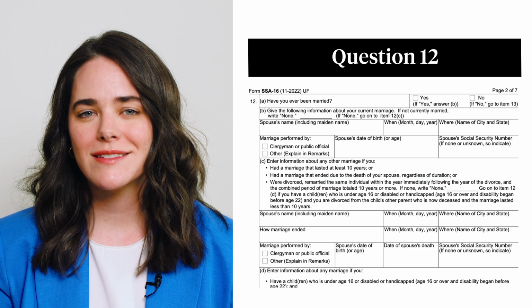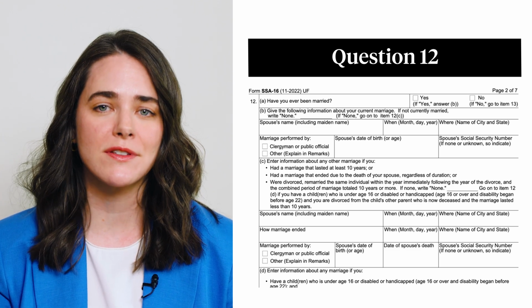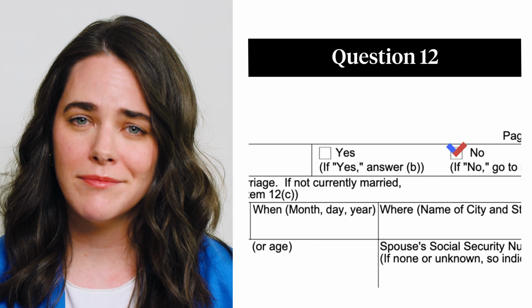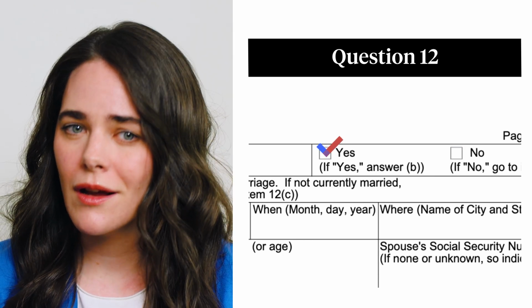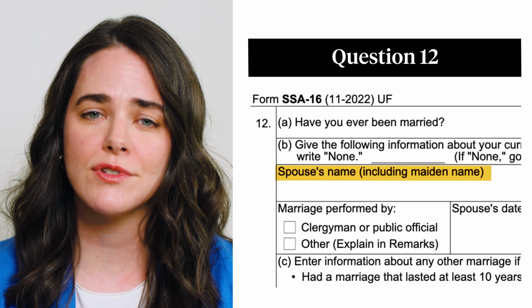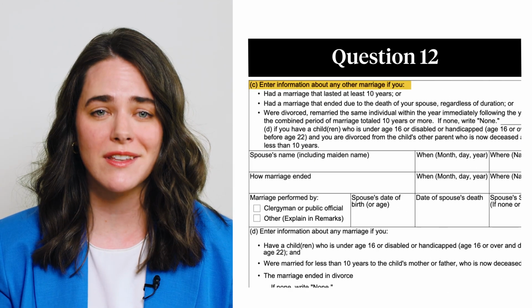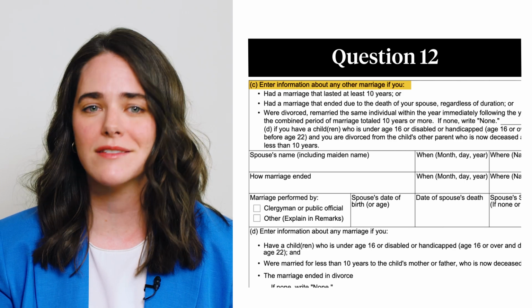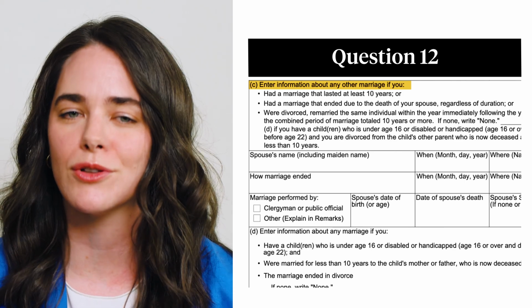Question 12 is the big marriage question. Like retirement benefits, some people can claim Social Security disability based on their spouse's work history. If you've never been married, you check no on 12A. Move on to question 13. If you're currently married, provide your spouse's name and Social Security number in 12B. If you have previous marriages, 12C is where you'll provide the date and places of your marriages and information on who performed the weddings, like an officiant or a clergy person.